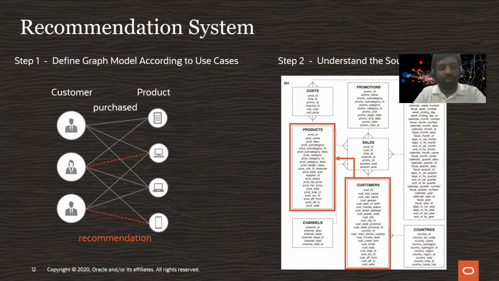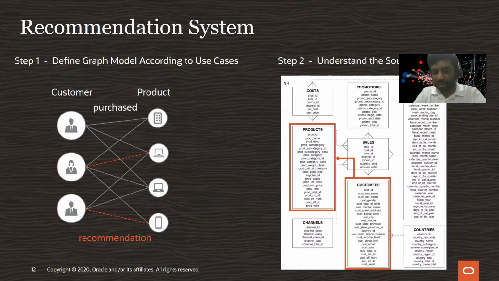Let's see how recommendation works. Whenever it comes to a use case like recommendation, the first step will be to define the graph model. Let's say you have different customers and you want to offer different products to those customers. So it's very easy to analyze. We need the customer dimension, the product dimension, and the various attributes like who has purchased what, or what was purchased by whom, through which you will be able to offer the recommendation. So first is to come up with that graph model.